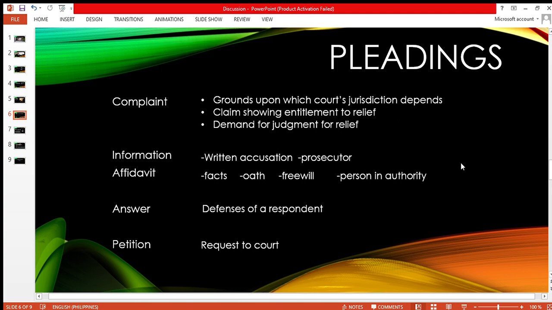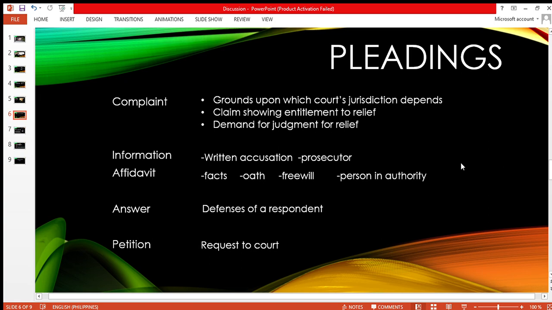Ano yung mga, what are the grounds? Ano yung mga basehan mo para magreklamo? Ano yung claim mo na totoo? Halimbawa, si A umutang kay B, hindi niya nabayaran. Nagreklamo si B for collection of sum of money. Nag-acquire ng jurisdiction ang court. Ano ang claim ni B? Sabi niya, siningil ko si A, hindi nagbayad. Pabalik-balik ako doon sa kanila and she was ignoring me. That was the claim of B.